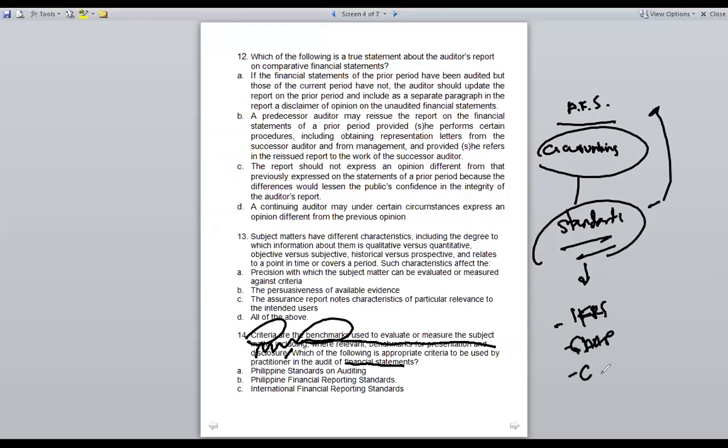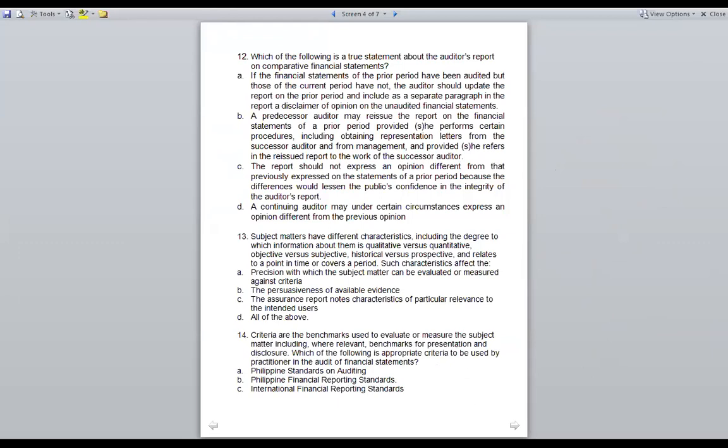So, baka naman Canadian GAAP or standards. Okay? So, basically, tayo dito sa Pilipinas, we are using this one, Philippine Financial Reporting Standard, letter B. Okay? So, that's it for 12, 13, 14.